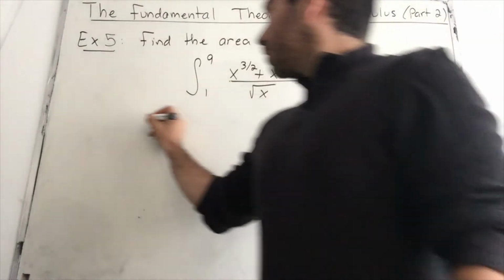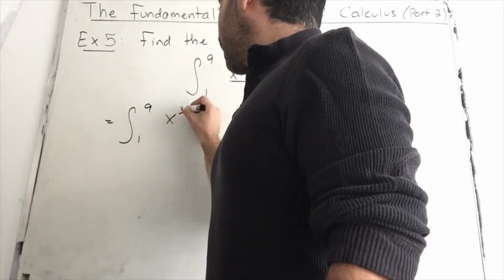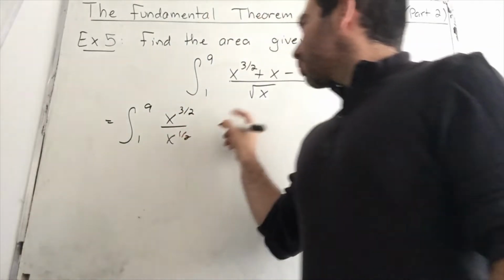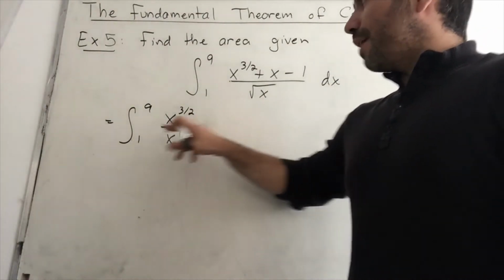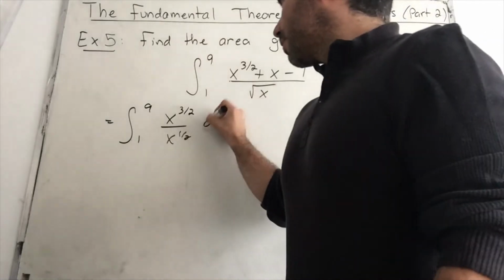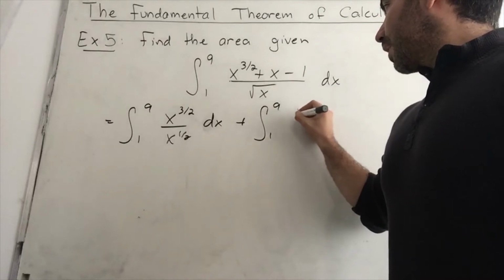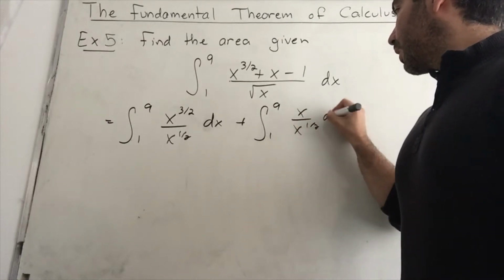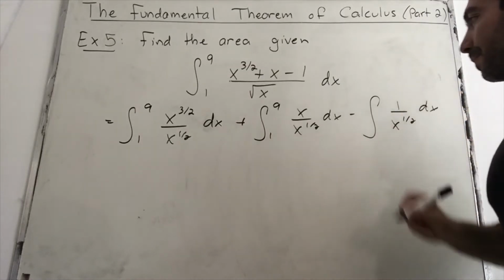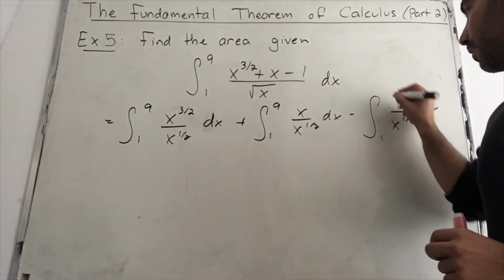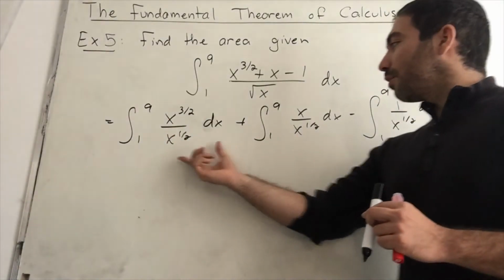So we're going to set ourselves up: the integral from 1 to 9 of x to the 3/2 over, I'm going to rewrite the square root as x to the 1/2, plus, every integral sign that you write comes with the dx, so I have to put dx here. Plus, now the middle term from 1 to 9, x over x to the 1/2 dx, minus the integral from 1 to 9 of 1 over x to the 1/2 dx. Oops, sorry. It's a definite integral, so we have to write our bounds of integration. Okay, so we set it up this way, and now we'll deal with each term individually.